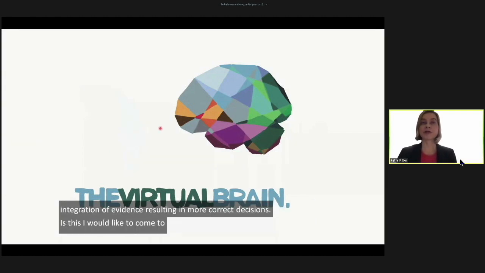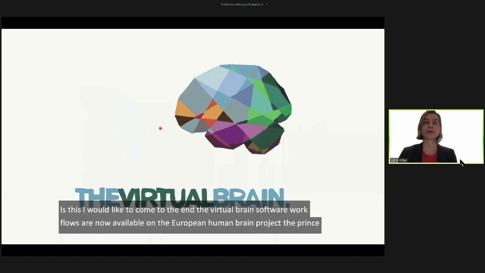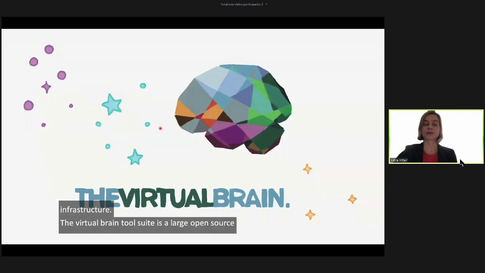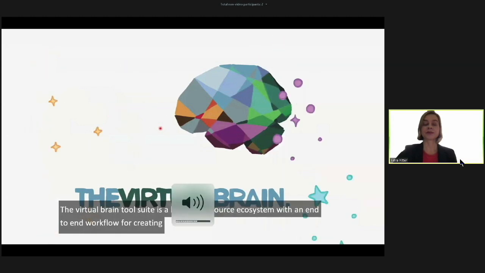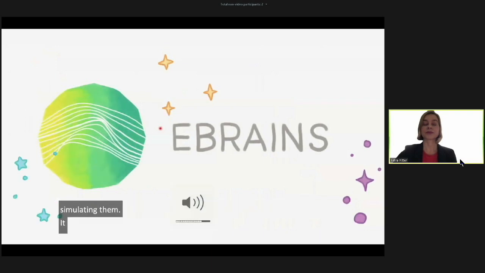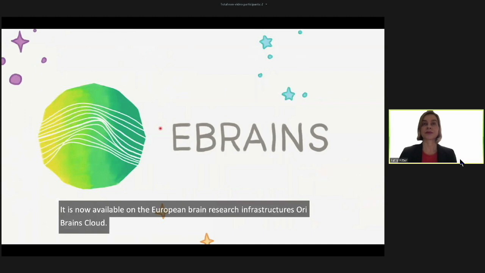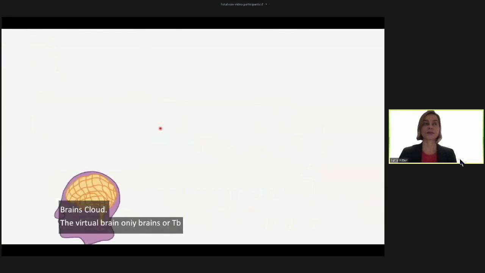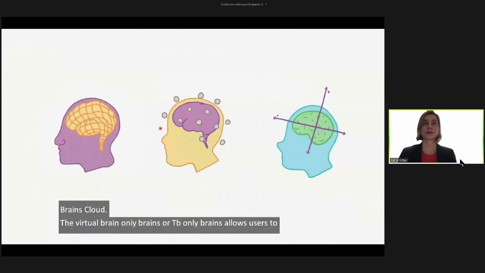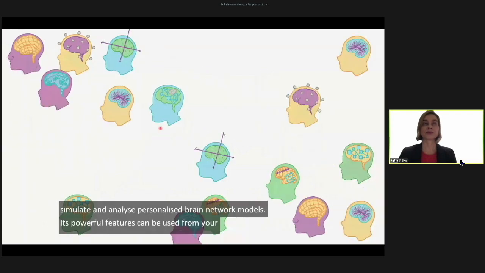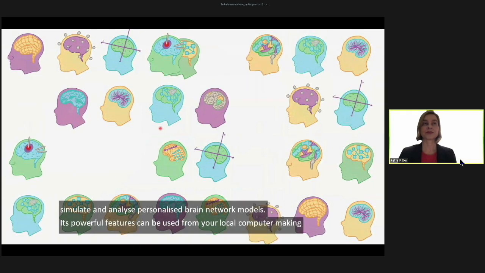The Virtual Brain software and workflows are now available on the European Human Brain Project's EBRAINS infrastructure. The Virtual Brain Tool Suite is a large open-source ecosystem with an end-to-end workflow for creating personalized brain network models and simulating them. It is now available on the European Brain Research Infrastructure, or EBRAINS, cloud. The Virtual Brain on EBRAINS, or TVB on EBRAINS, allows users to construct, simulate, and analyze personalized brain network models.